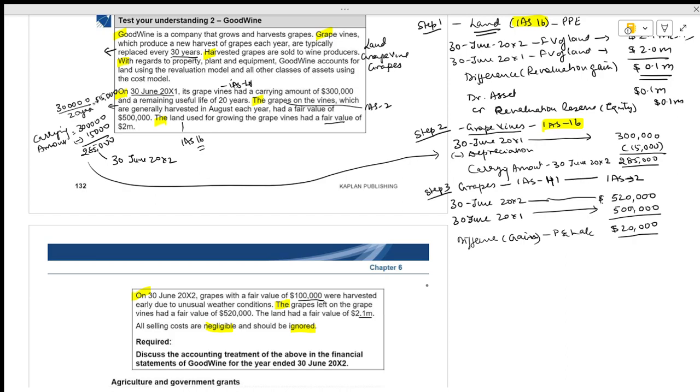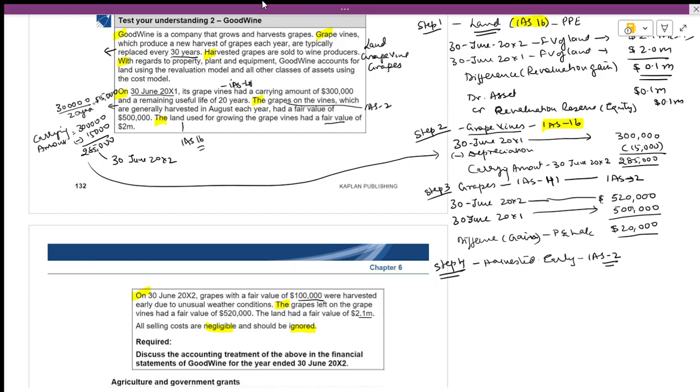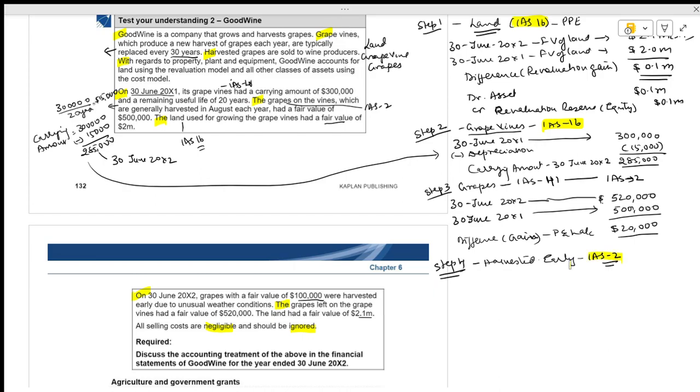They have harvested early. Step 4. That is also inventory. Harvested early, this is also inventory as per IAS 2. Everything we have to give in reference to accounting standards or reporting standards. That is the most important thing with respect to SBR.